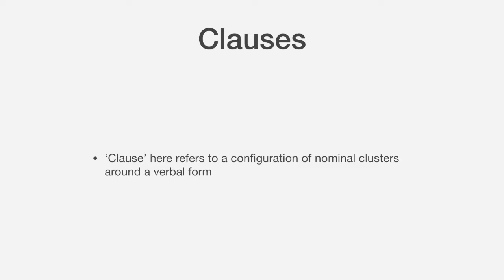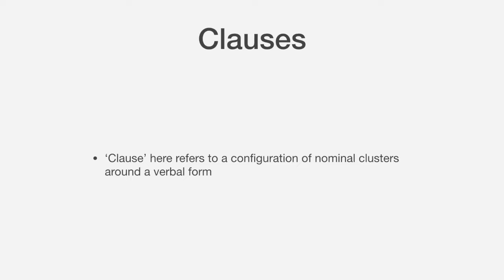All right, now let's turn to clauses. Whereas a phrase means a grouping of nominals, a clause is a configuration where you have nominal clusters, whether it's just one word or multiple words, that group around a verbal form, a verbal. So this is where you don't just have "of the God," but you could say, "I heard of the God." So a clause uses a verbal form as its core.